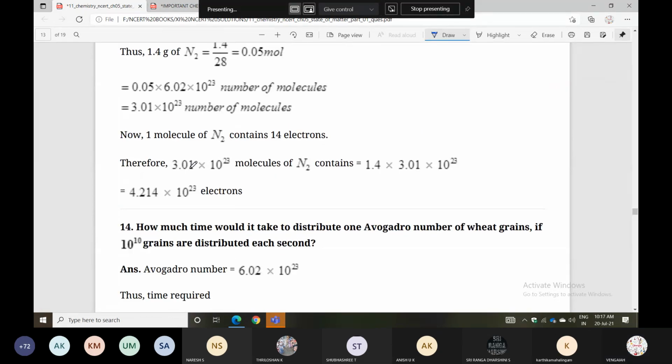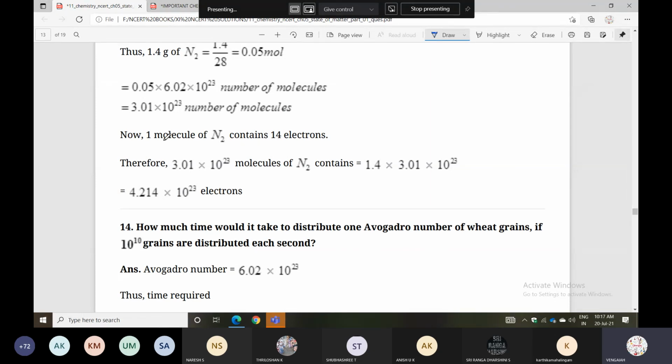Same thing. Okay? Now, one molecule of N2 contains 14 electrons. So 3 into 10 to the power 23 molecules of N2 contain how many electrons? Just calculate. Okay? Yes. Next question.